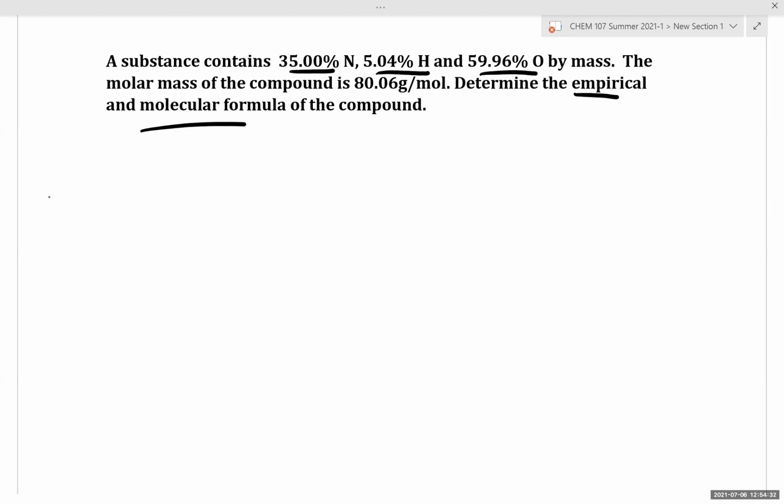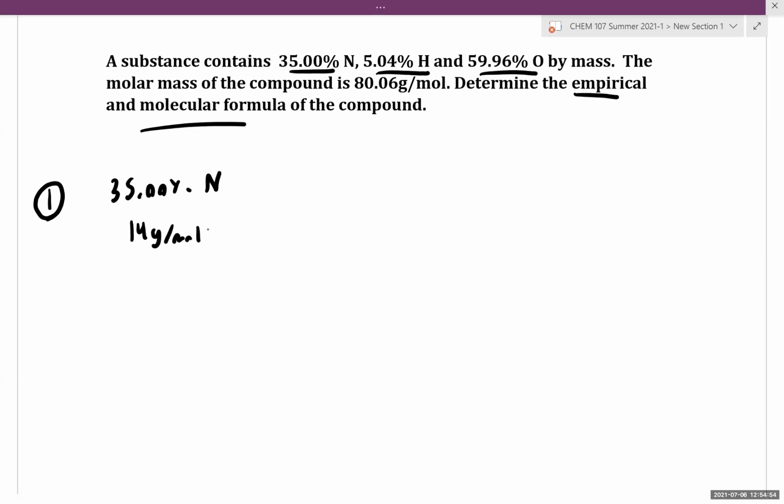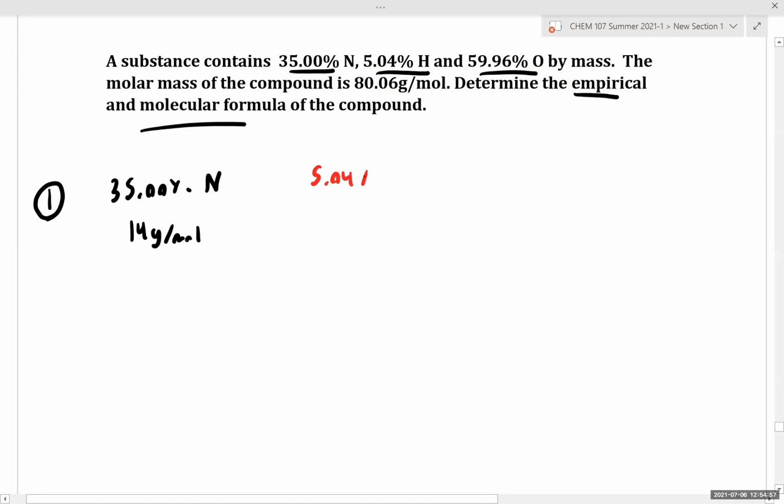So to provide a little bit of guidance here, I'm going to ask the class to begin to share some responses. So we have one student sharing that they calculated 35 grams for nitrogen. We have a mass percentage of nitrogen of 35%. We also know nitrogen has a molar mass of 14 grams per mole. For hydrogen, we have a mass percentage of 5.04% with a molar mass of 1 gram per mole. Oxygen, we have a percentage of 59.96% with a molar mass of 16 grams per mole.